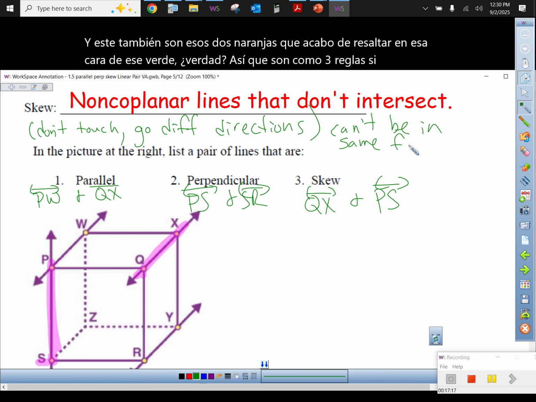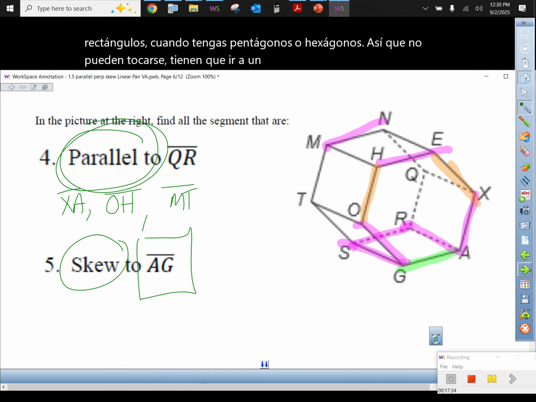They can't touch, they've got to go different directions, and can't be in the same face. And that will only really happen when you don't have squares or rectangles, when you have pentagons or hexagons. So they can't touch, they go different directions, and they can't be in the same face. Everything that I have highlighted is not skew. Guess what that means? Our answer is everything that we didn't highlight, right? Everything that we didn't highlight.